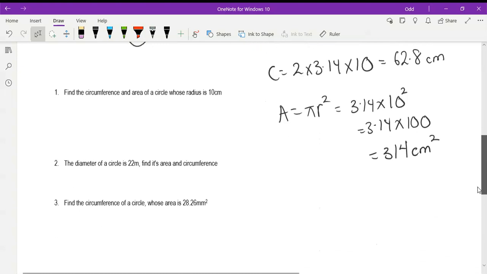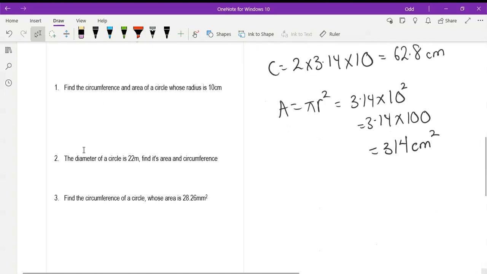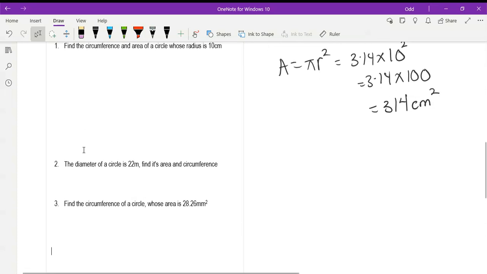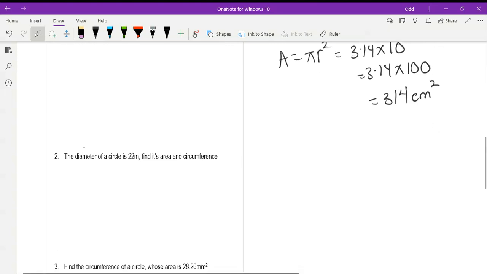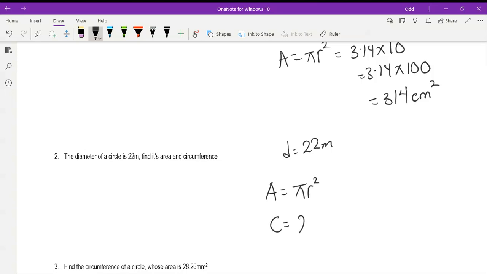And then we go to number 2. The diameter of a circle is 22 meters. Find its area and circumference. So we know that d is equal to 22 meters. The formula for area is pi r squared, and the formula for circumference is 2 pi r. So we can simply find our r. r is equal to d over 2, which is 22 divided by 2. So our radius will be 11 meters. And then we plug 11 here.